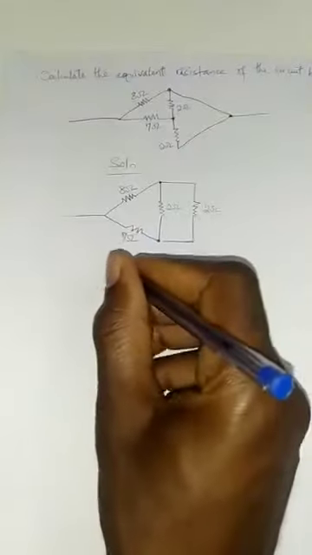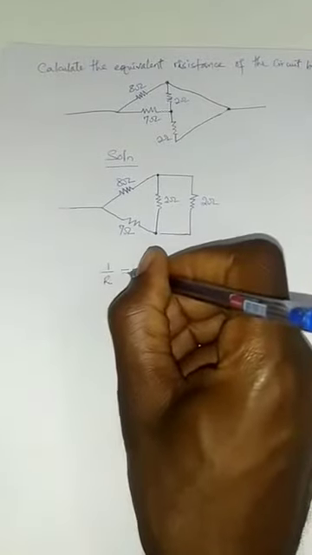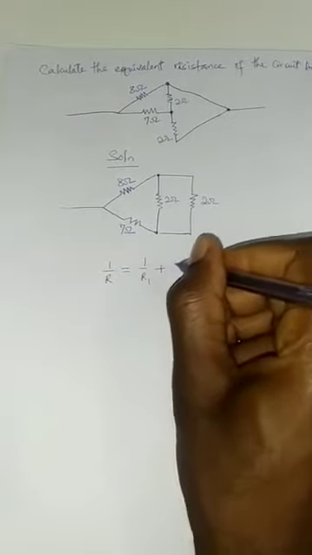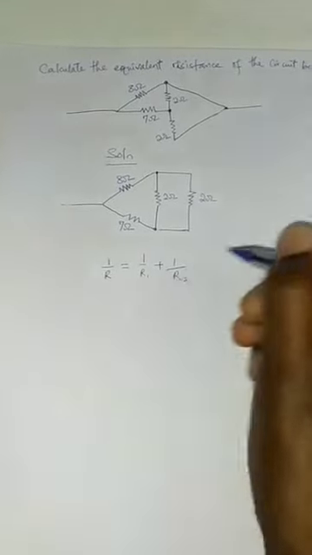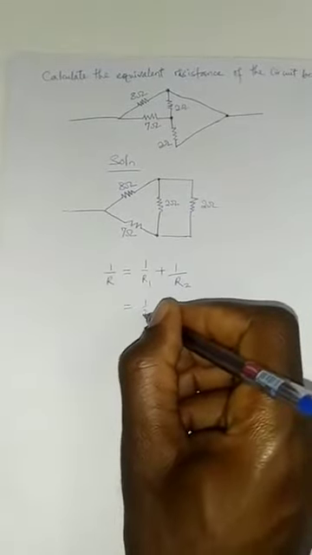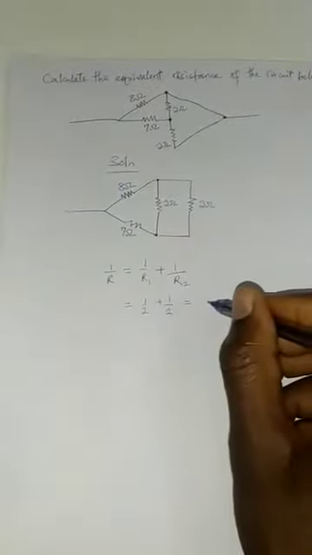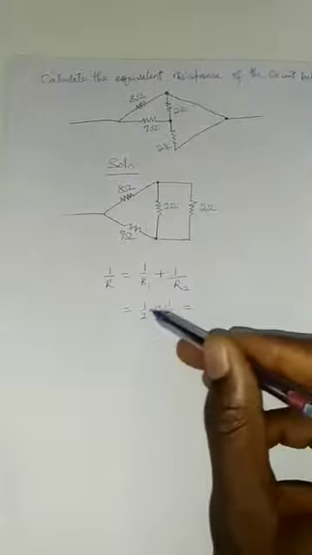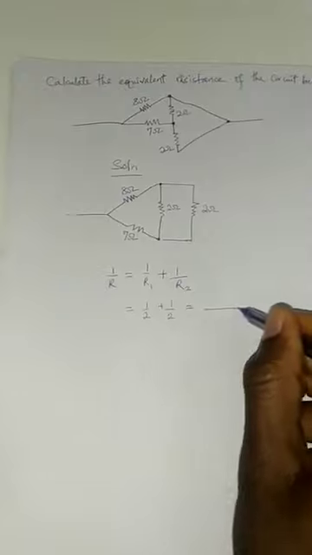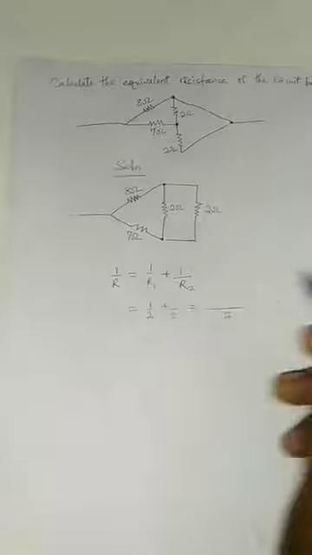Since they are in parallel, we'll now say, okay, 1 over R is equal to 1 over R1 plus 1 over R2, since they are in parallel, which is going to give you 1 over 2 plus 1 over 2. And we now have, so in fractions, when dealing with fractions, what we do is to calculate the LCM. And the LCM of the two is 2. That's the number in which the denominator can divide through without remainder.